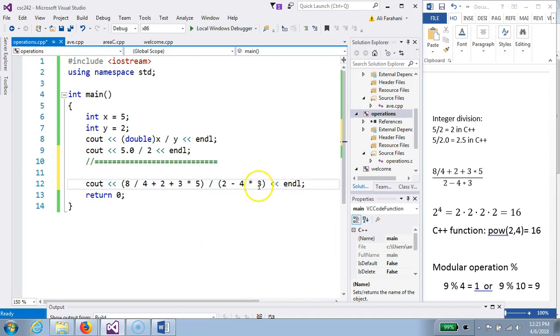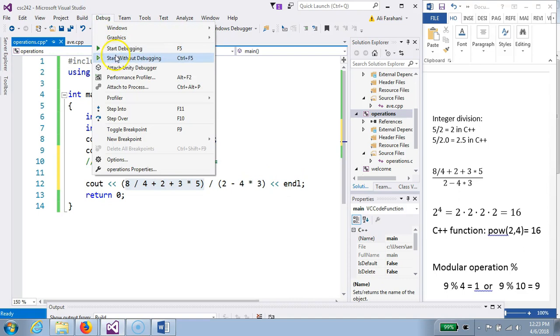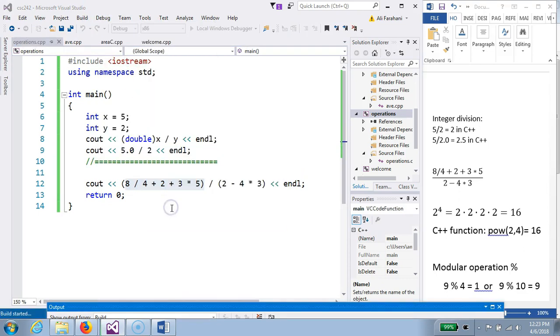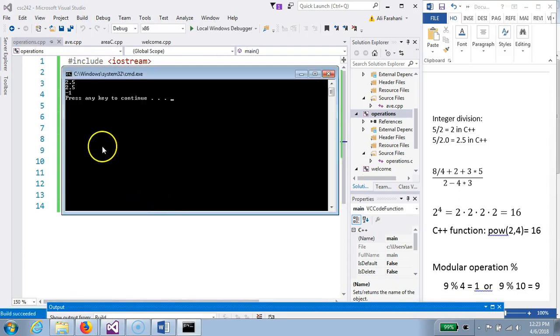Is this a floating point division or integer division? Well, in the numerator all the numbers are integers, so I'm going to end up with an integer in the numerator, an integer in the denominator. So this is an integer division. If I run this, you would notice -1 rather than -1.9, because this is interpreted as an integer division. The decimal portion is removed.